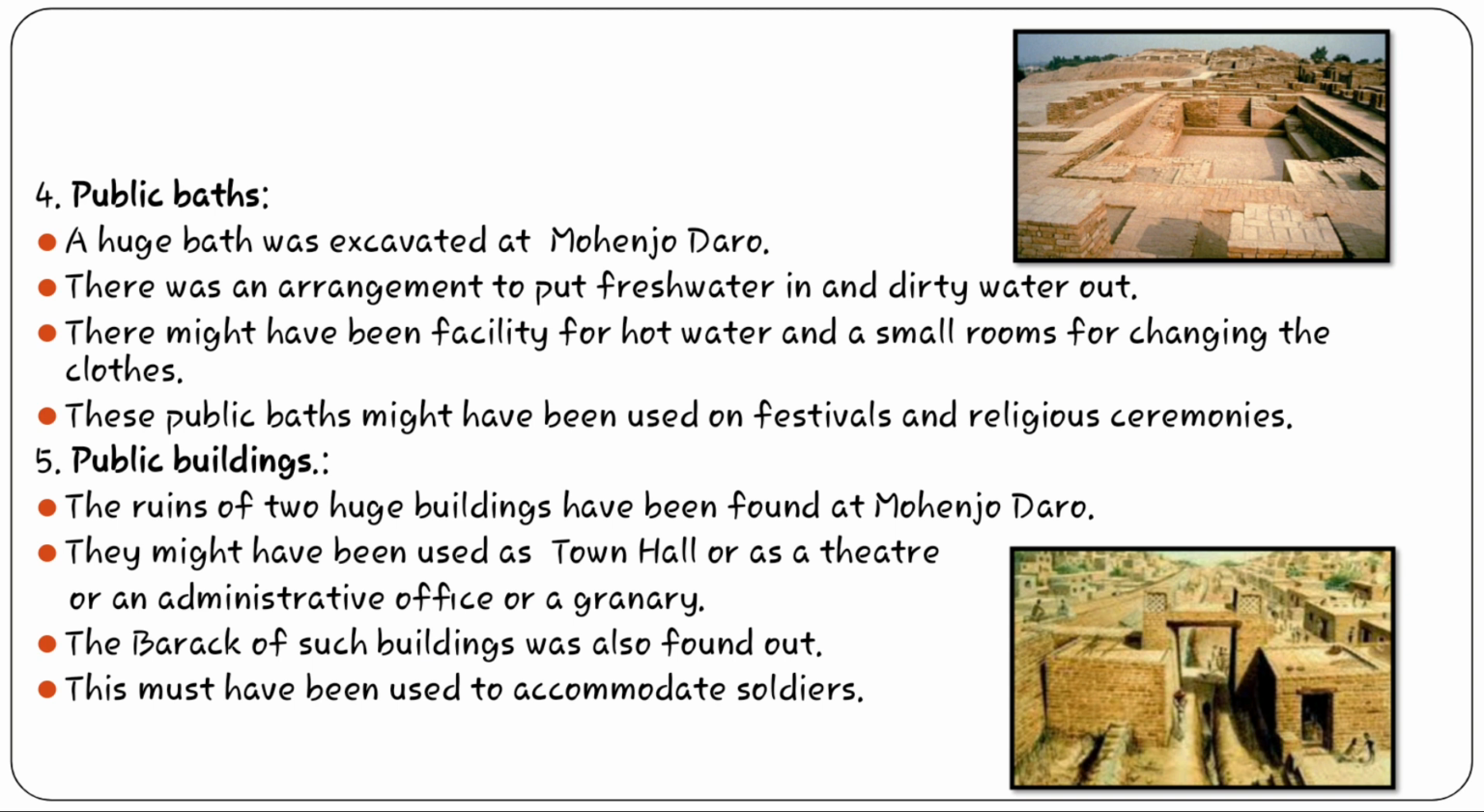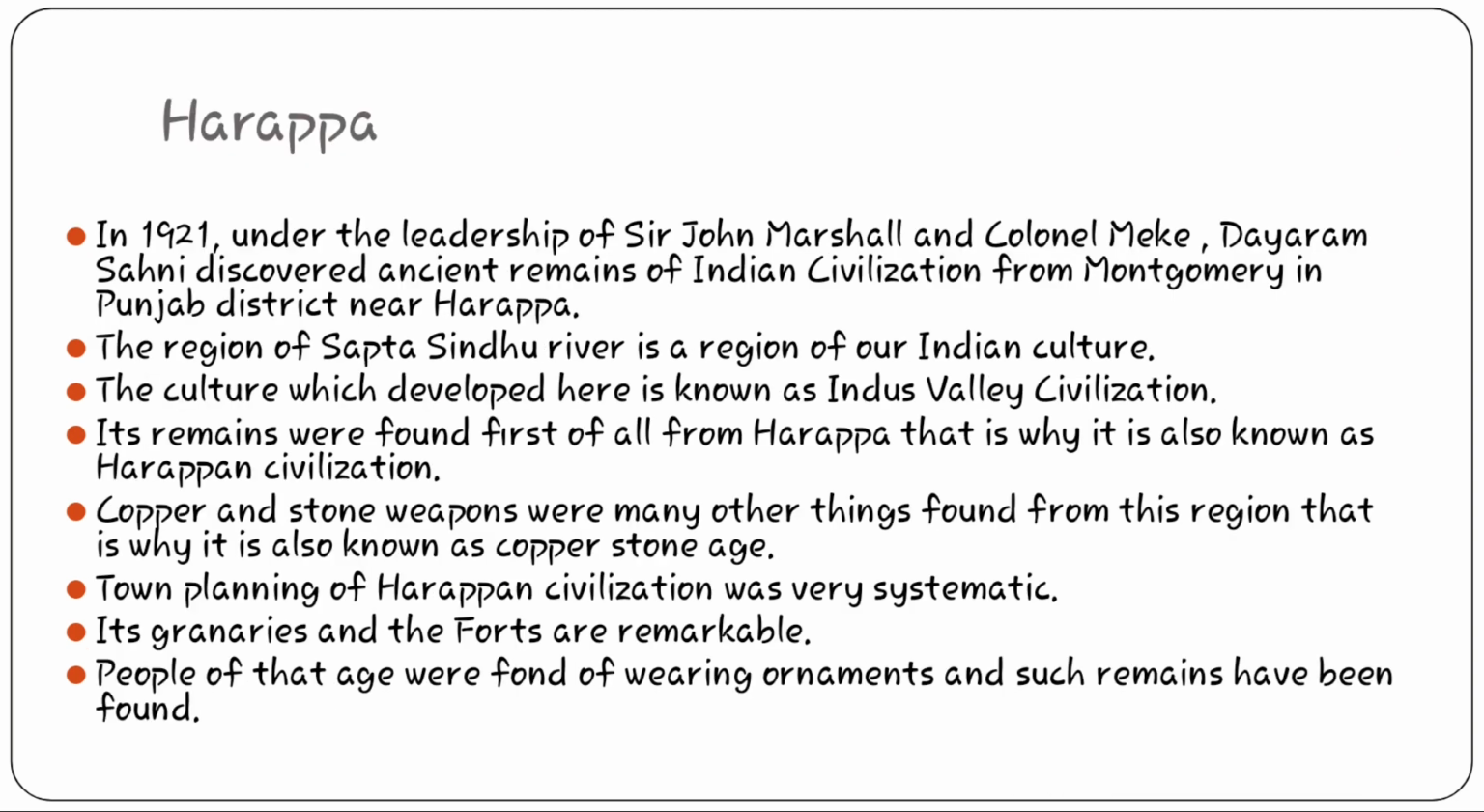The barrack of such buildings was also found out. This must have been used to accommodate soldiers. Next one is Harappa. In 1921, under the leadership of Sir John Marshall and Colonel Mike, Dayaram Sahni discovered a very ancient remains of Indian civilization in Punjab district near Harappa.